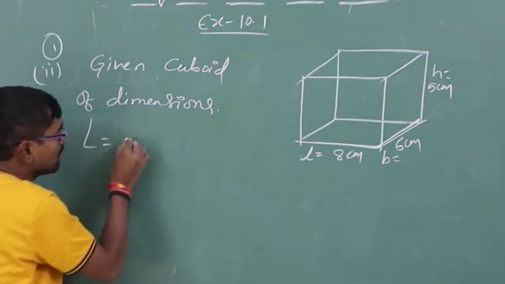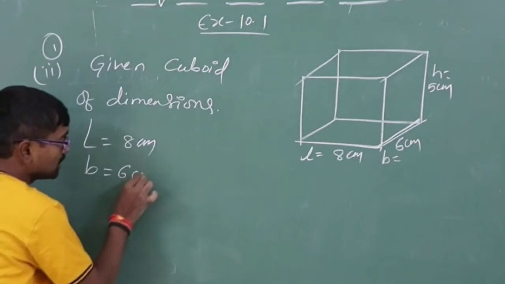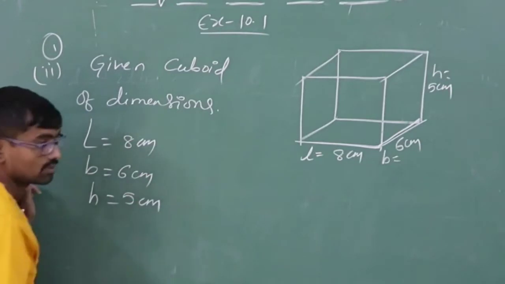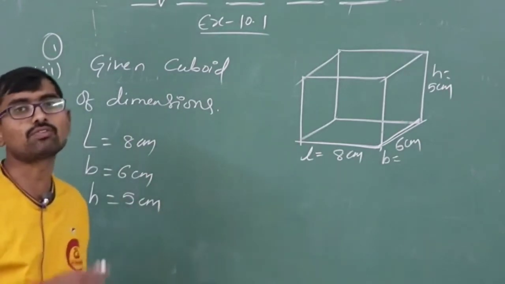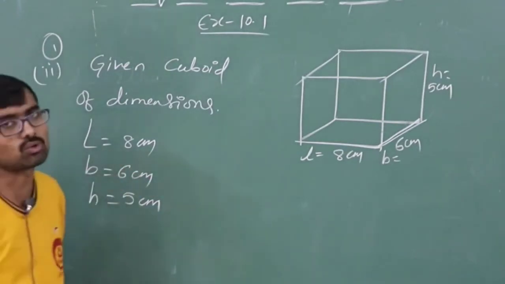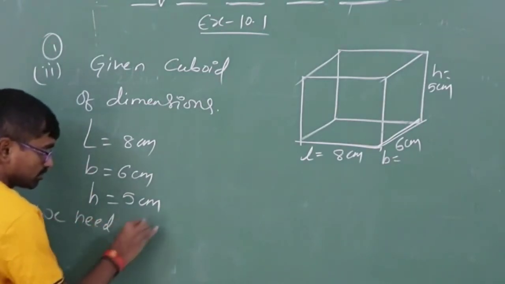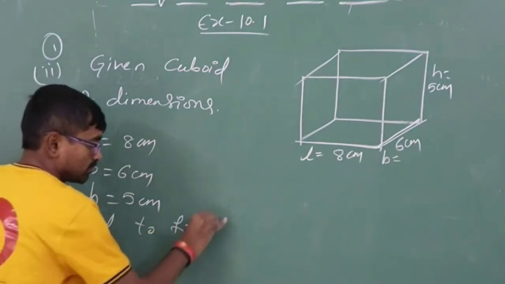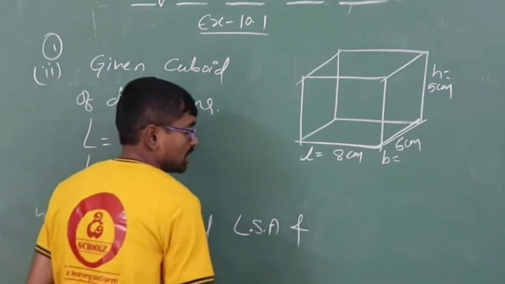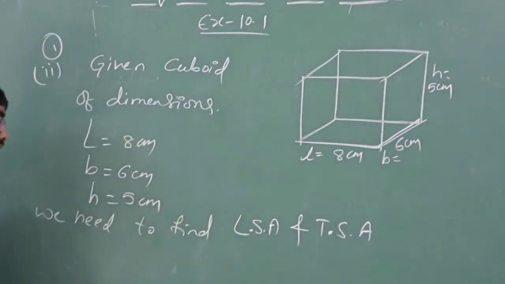Length L is equal to how much we have? 8 centimeters. Breadth B is equal to 6 centimeters. Height H is equal to 5 centimeters. Now what do we have to do? We need to find the lateral surface area and total surface area. First we find lateral, and after that total. LSA is nothing but lateral surface area, and TSA is nothing but total surface area.